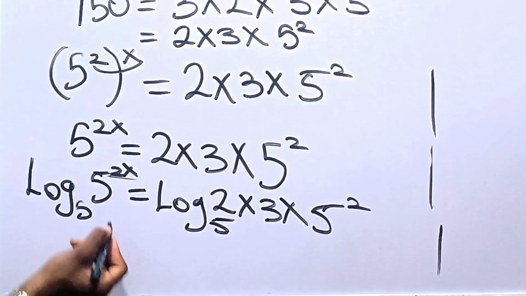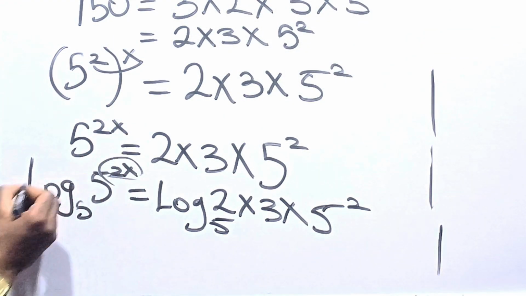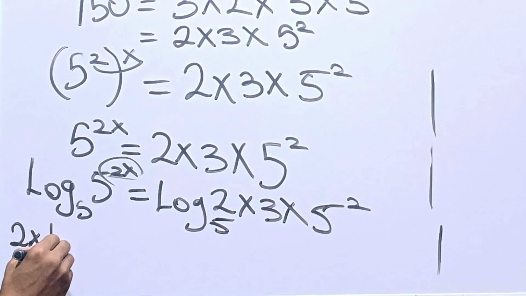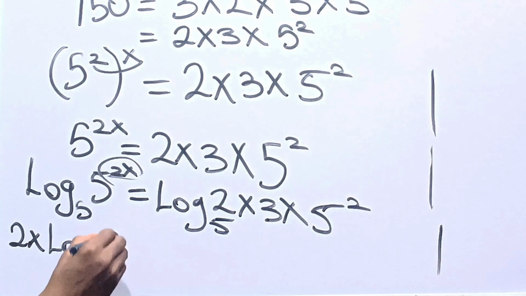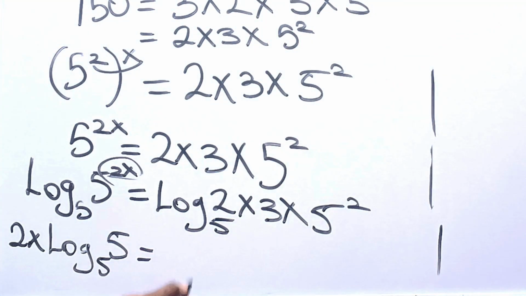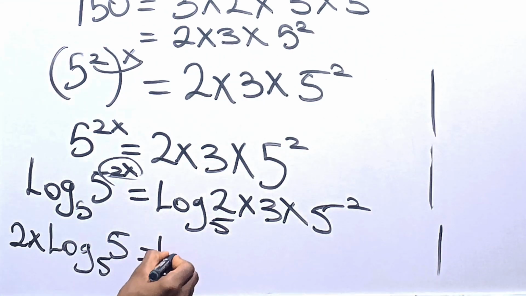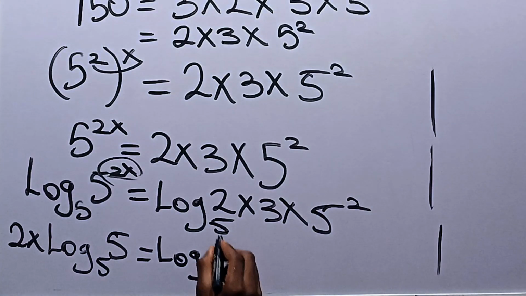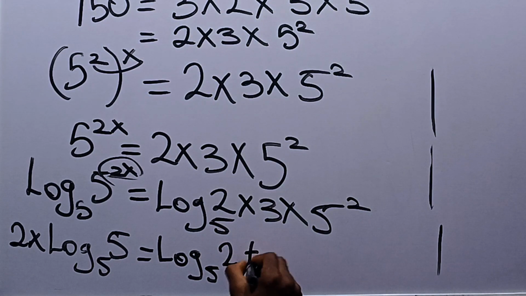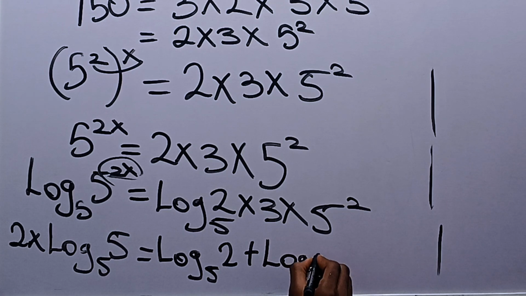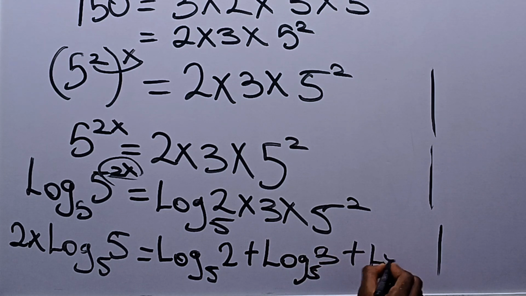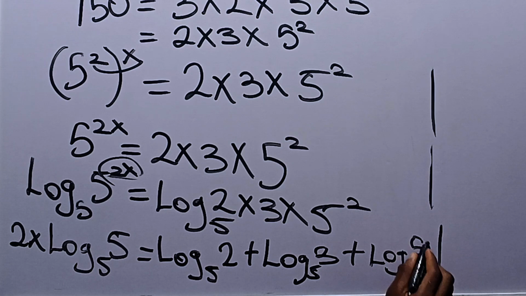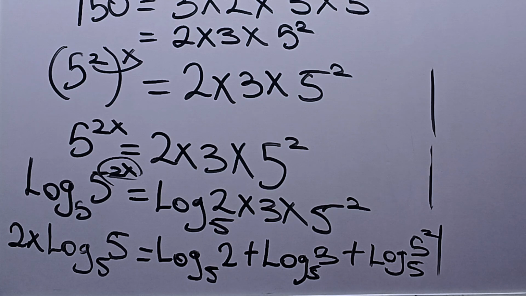The logarithm in base 5 of this, you multiply this power with the log. So we have 2x multiplied by logarithm in base 5 of 5 is equal to, on this side, logarithm in base 5 of 2 alone plus logarithm in base 5 of 3 alone plus logarithm in base 5 of 5 squared. Now let's move on from here.